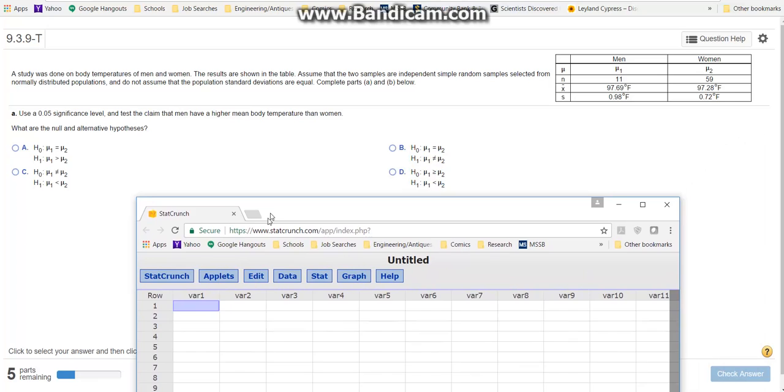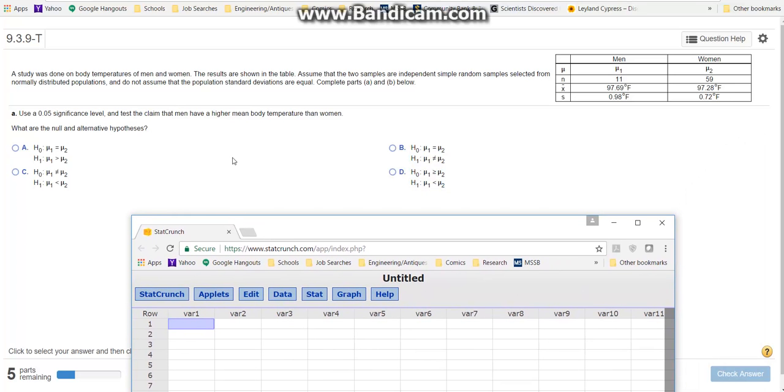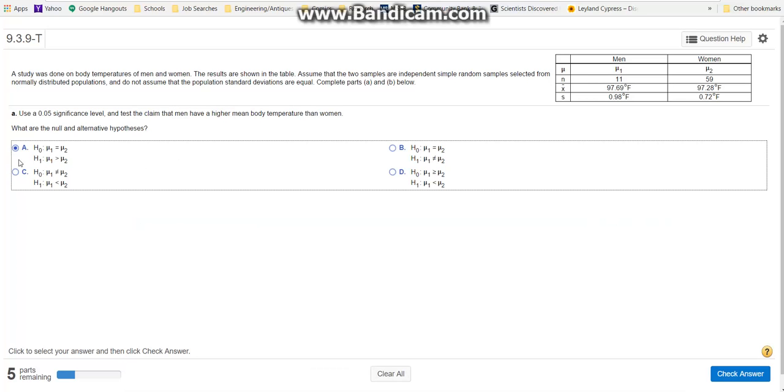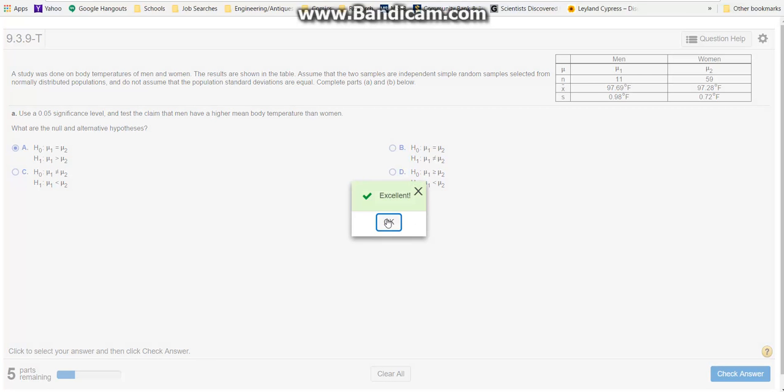Alpha is 0.05. So the first question is to state the null and the alternative. And in order to do this, I need to read the question. The study was done on body temperatures of men and women. The results are shown in the table. The two samples are independent. Complete part A: use alpha to test the claim that men have a higher body temperature than women. So that means mu1 is greater than mu2, which means that A is going to be the hypothesis test. That is, this is a one-tail test.